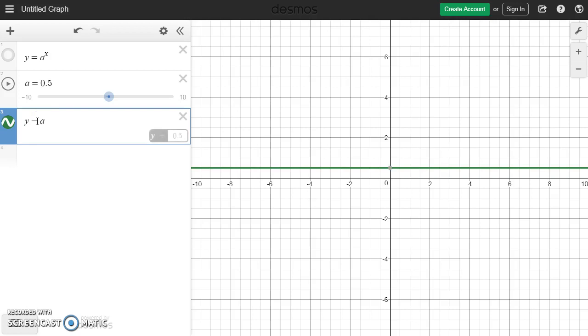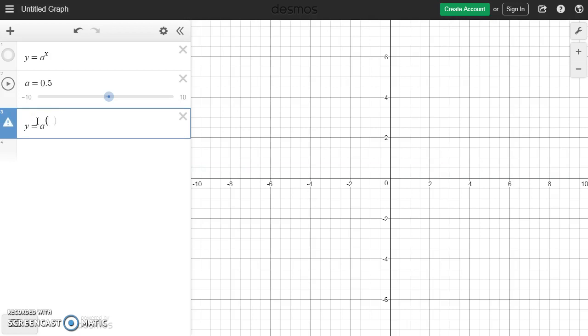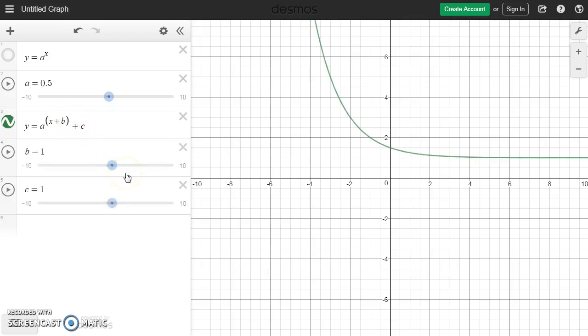We could add to this by, instead of just having a to the x, we could have y equals a to the x plus b plus c, which would then allow us to add sliders to those remaining constants, and we could start to see what happens as we change each of these values.